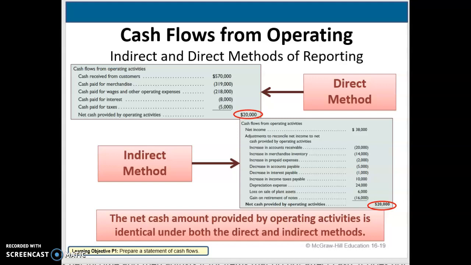The net cash amount provided by operating activities is identical under both the direct and the indirect methods. This equality always exists. The difference is with the computation and presentation of the amount. FASB, remember that's the Financial Accounting Standards Board, recommends the direct method. But because it is not required and the indirect method is arguably easier to compute, nearly all companies report operating cash flows using the indirect method. You will see the direct method in the appendix if you wish to review it in more depth.